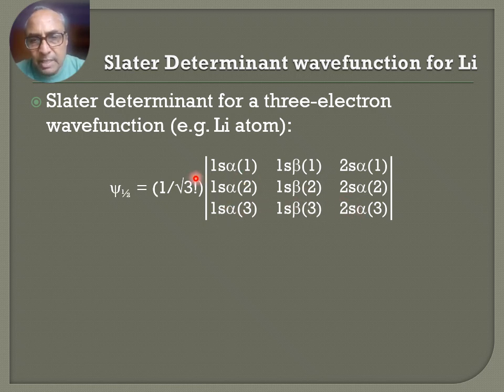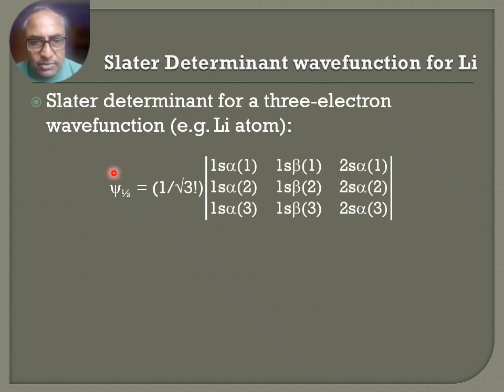We see that we can form this determinant by writing the orbitals. Each spin orbital, that is a combination of the orbital and the spin, is written in a separate column, and the different rows vary just in the numbering of the electrons. So the first row has electron 1, second row has the same but with electron 2, third row is the same but with electron 3.